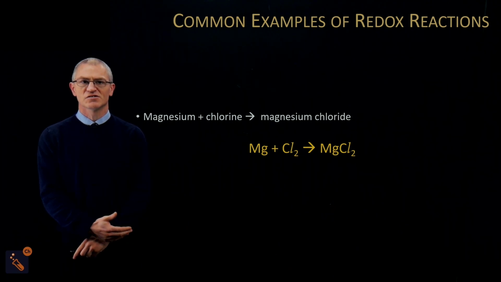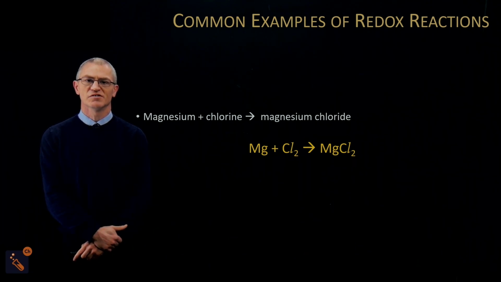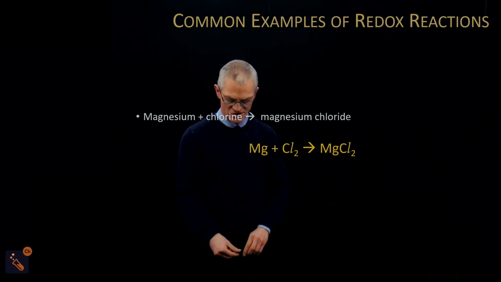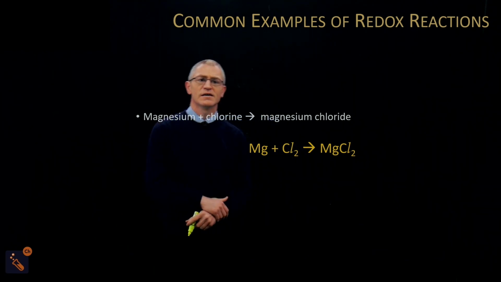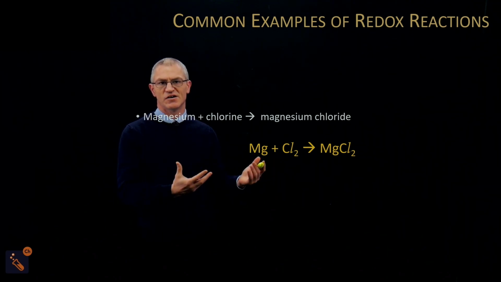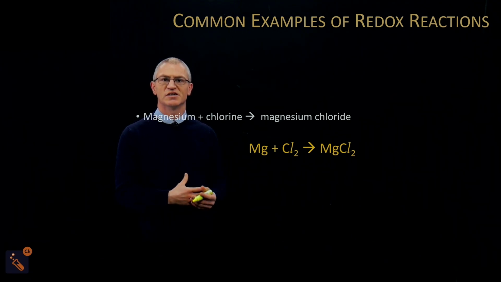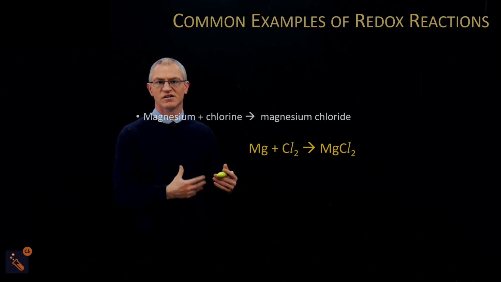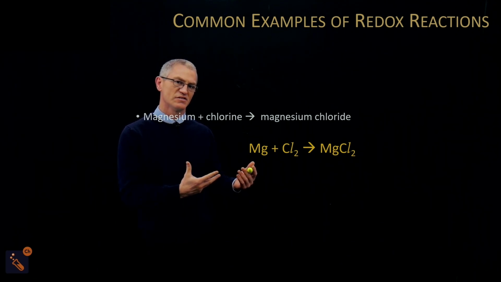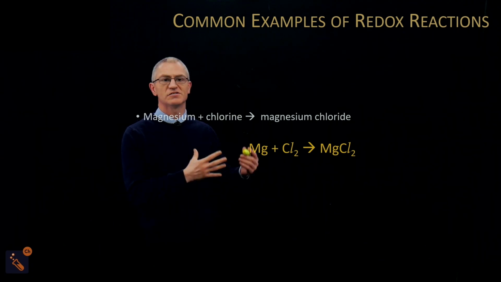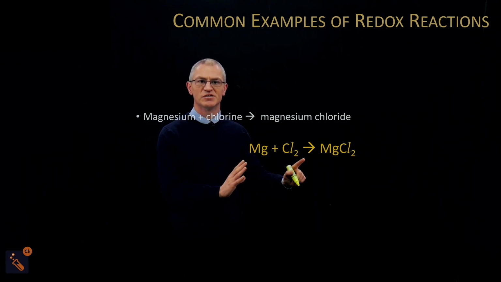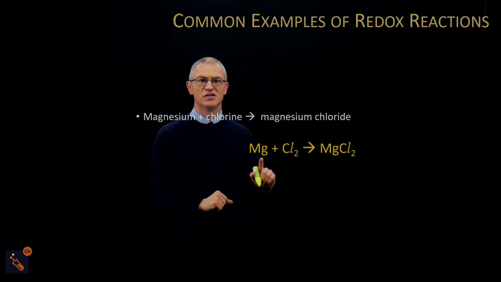Now, let's start off with redox reactions and common examples of redox reactions. So we've got magnesium plus chlorine goes to magnesium chloride. The easiest way to find out what's happening in terms of electrons before we go into oxidation numbers is to look at the ions and the charges. Elements tend to have no charge, because they have the same number of protons and electrons. We're going to split the first one up into half equations and then look at how the charges change. So magnesium is an element, therefore it's 0.